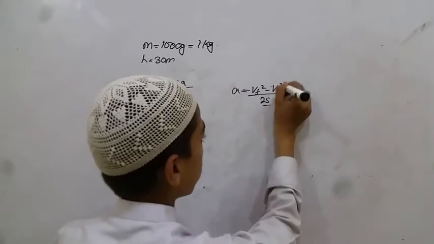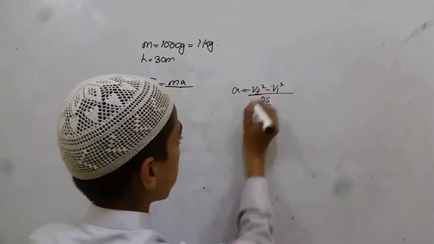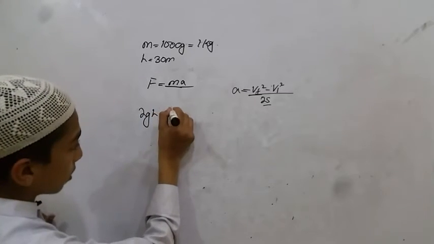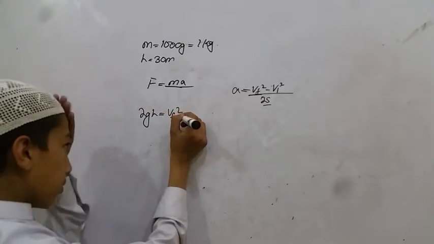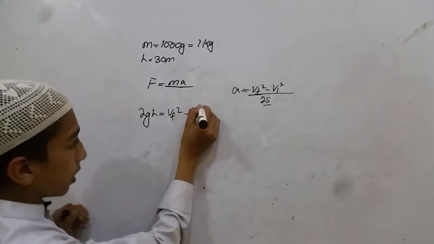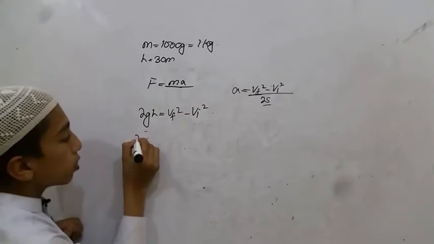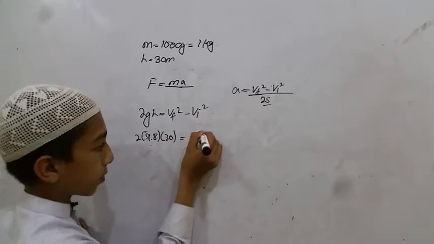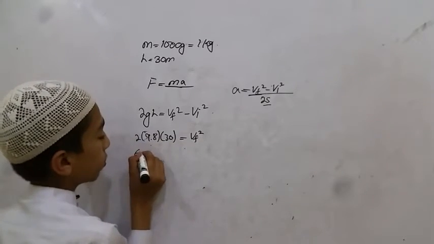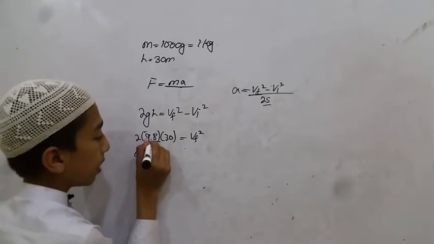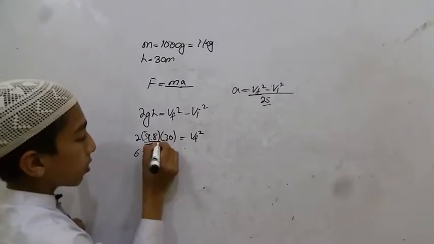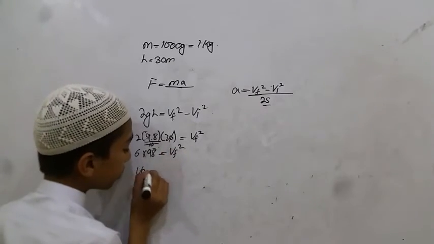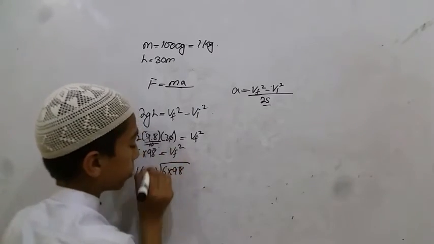S is given, Vi is 0, but there is no Vf. First we will find Vf. To find Vf, we use the third equation of motion, which is 2gh equal to Vf square minus Vi square. Vi is 0 and 2 into 9.8 into 30 is equal to Vf square. So it is equal to 6 into 98. If here we write 10, then this will be 98. So it is equal to Vf square.